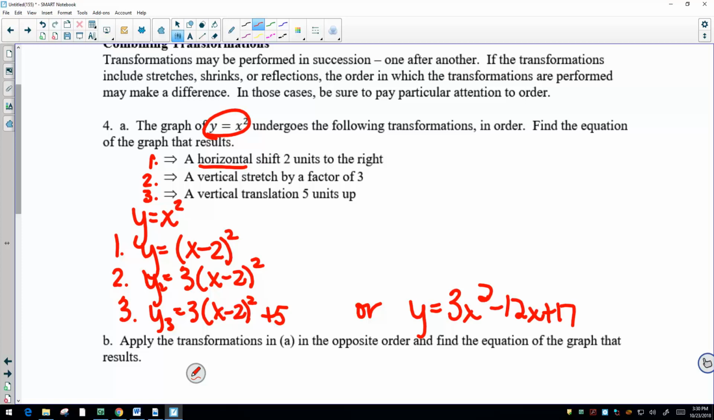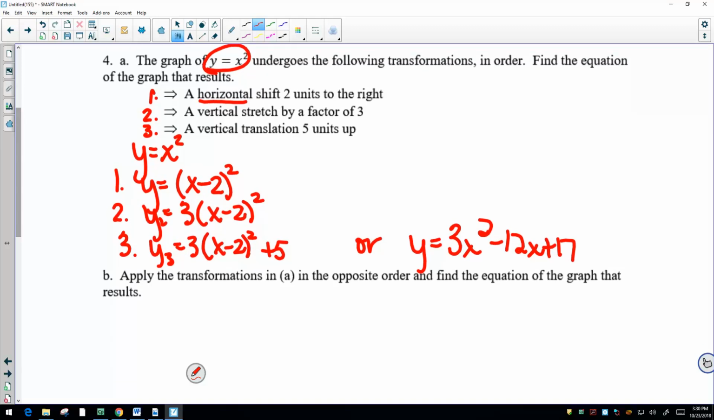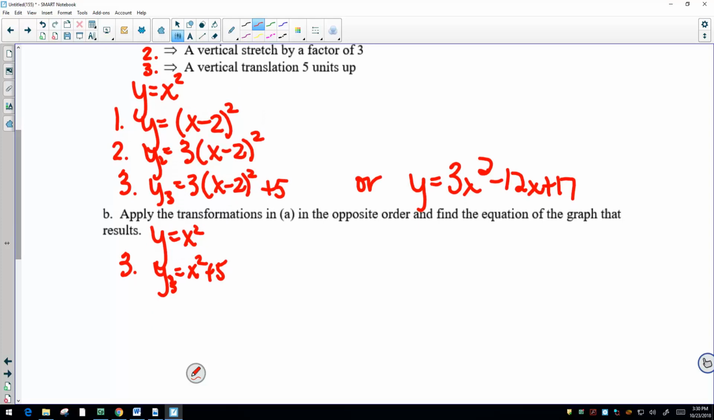Now, letter B says we're going to do the same thing, but in the opposite order. And we're going to see how does this change. So again, we're still starting off with x squared. So the first thing we're going to do is now start with step 3. Step 3 says we're doing a vertical translation 5 units up. So just like we did before, I'm going to start this time by adding on the 5. Okay. Now step 2, if we're going backwards, says we're doing a vertical stretch by a factor of 3.